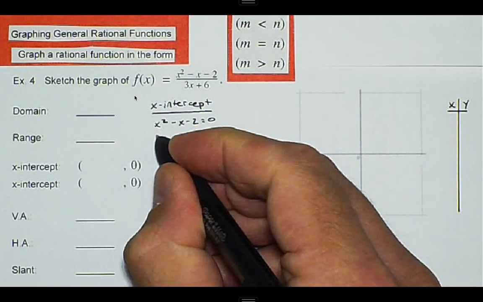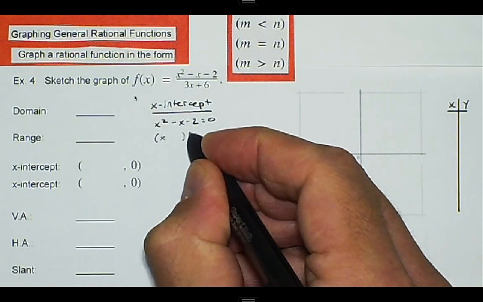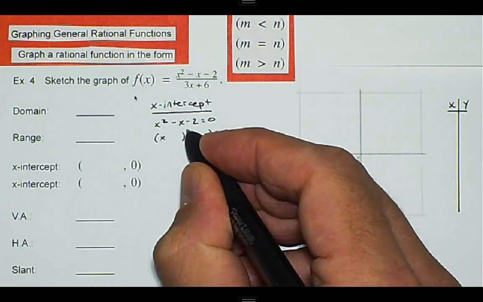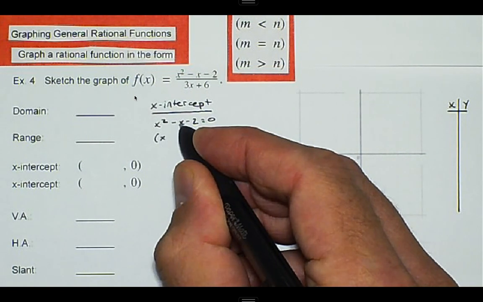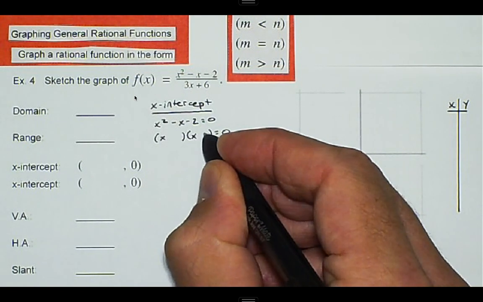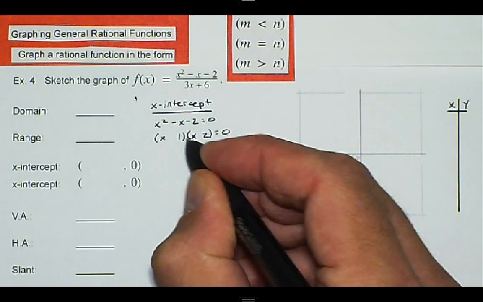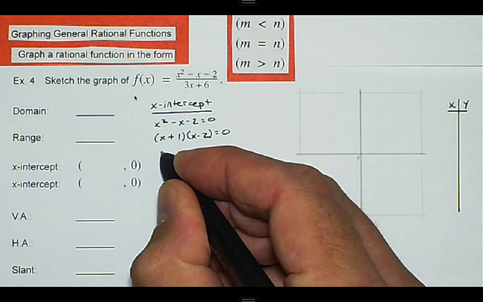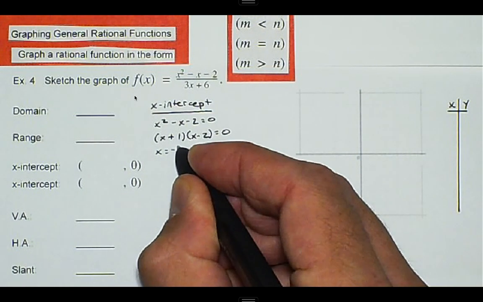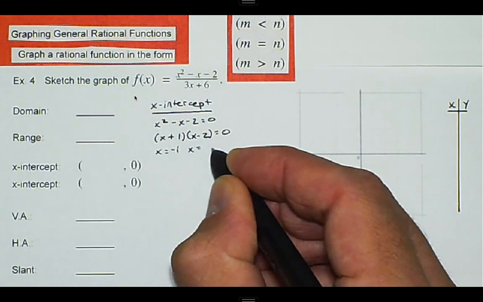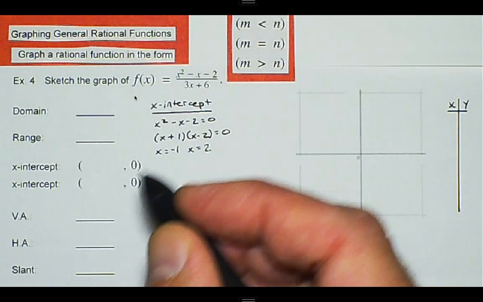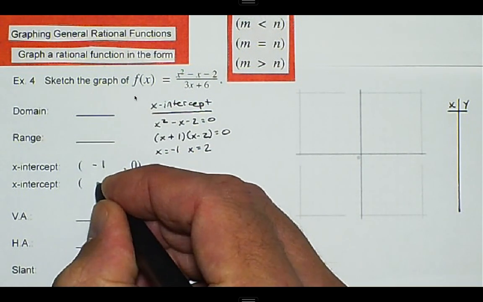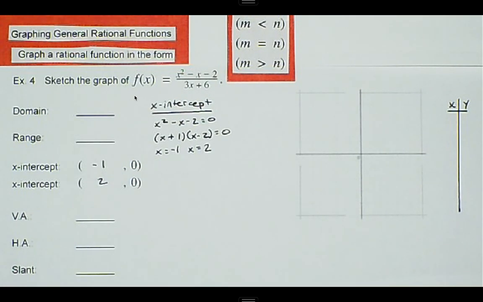In this case, we can factor it. So we get x, and we need to get to a negative 1. So that's going to be 2 and 1, positive and negative. So then we get x equals negative 1 and x equals positive 2. So then we get those two for our x-intercepts, negative 1 and positive 2.